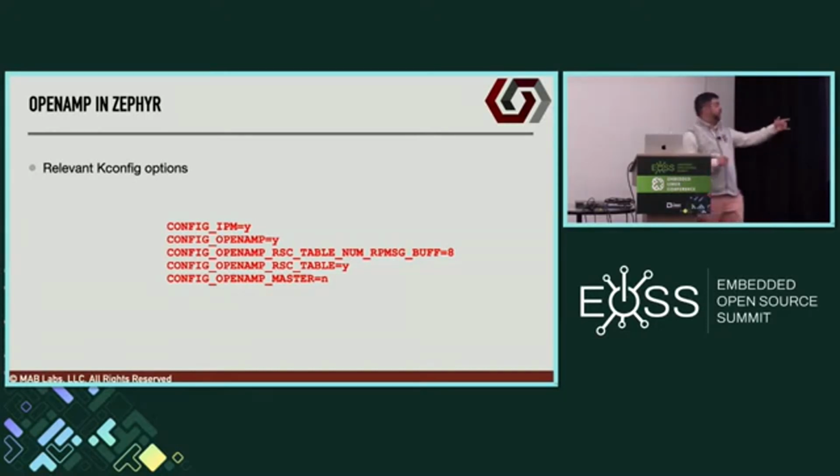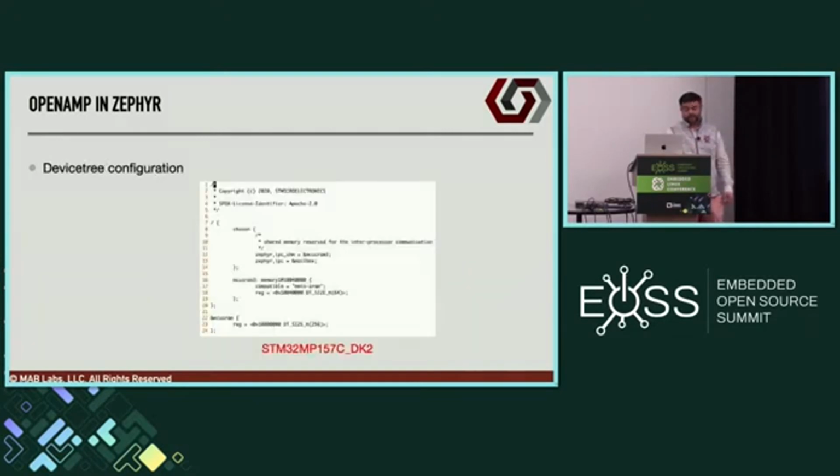And then also, because we're the slave in this, as part of the MCU, we need to disable the option that makes us the master in the OpenAMP configuration, because it defaults to yes in Zephyr Kconfig.